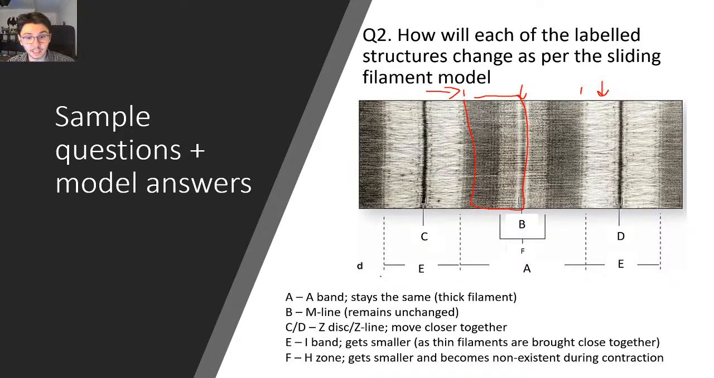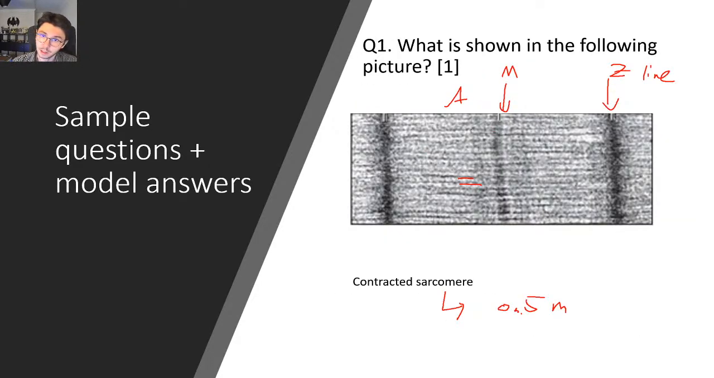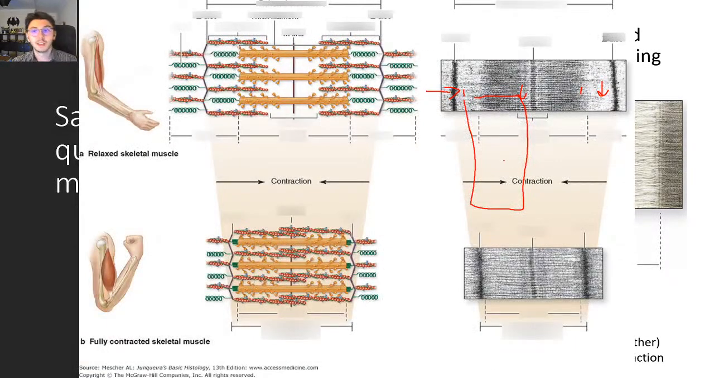Moving onwards, E is the I band, which gets smaller because the thin filaments are brought closer together. So think about interlocking fingers. And F is the H zone. So the H zone becomes smaller and smaller until it becomes non-existent during the contraction. As we saw here, you see the H zone is not visible. And this is just to demarcate this.